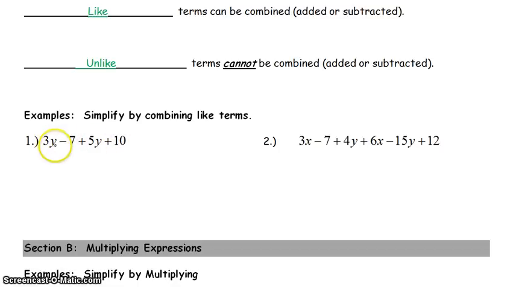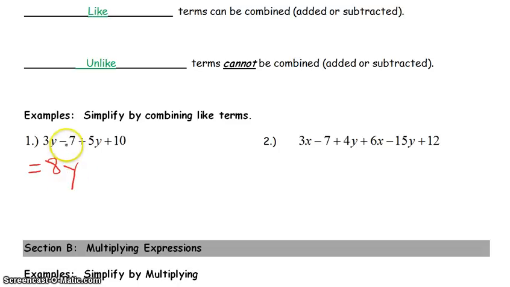Now, this term here has a y. The only other term that has a y here is this 5y. So we would take this positive 3y plus this positive 5y, which would give us a positive 8y. Again, that's positive 3y plus a positive 5y, which gives us 8y.